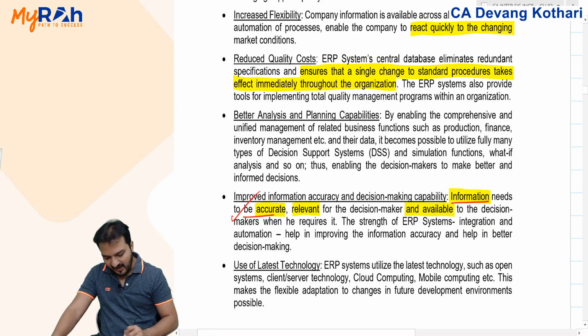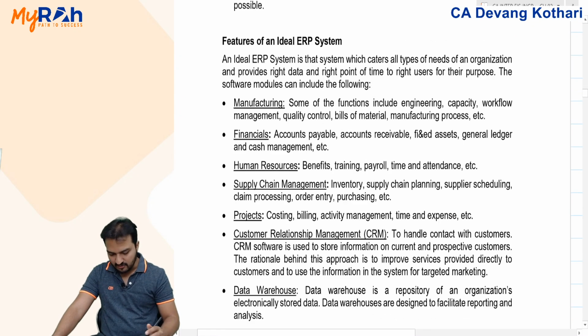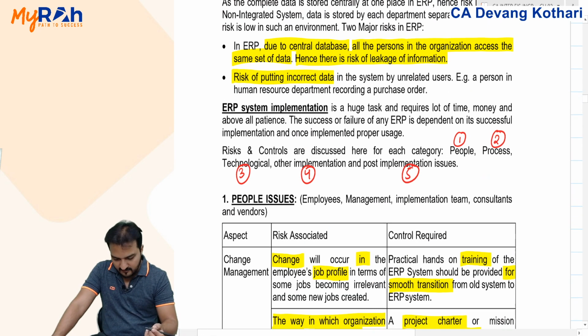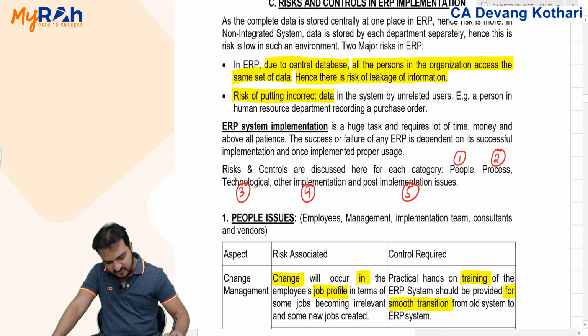Information needs to be accurate, relevant and available. ERP softwares will ensure that you get accurate, relevant and available information at all times. And use of latest technology. Yes, features of an ideal ERP you will read. Anyways, so under ERP, the important part was the benefits of ERP.